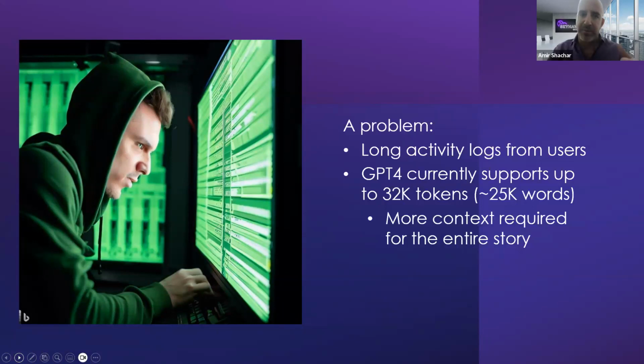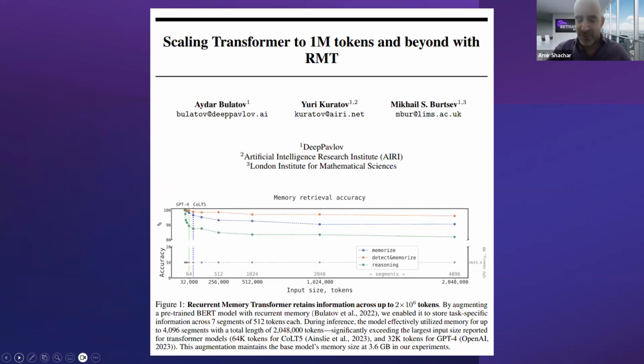Now let's talk a little bit about a major problem that large language models have, which is that they support only a very limited context. For example, GPT-4 only supports up to 32K tokens, and the logs that describe the activities of the users might be much longer. So how can we actually implement it in practice? We could apply some workarounds, but before we talk about the workarounds, let's talk about the future.